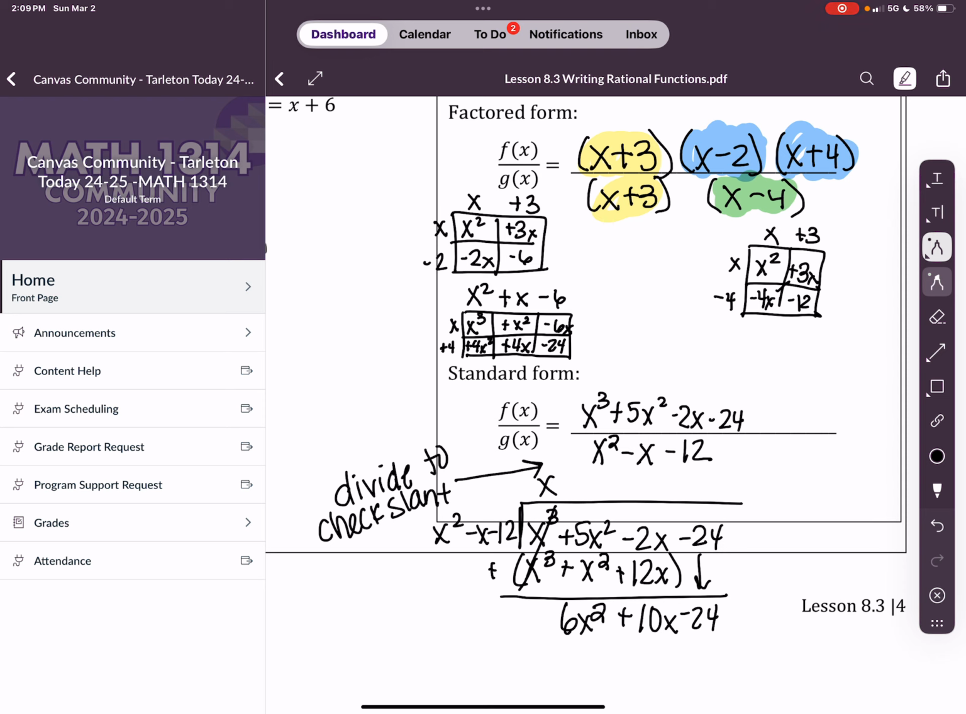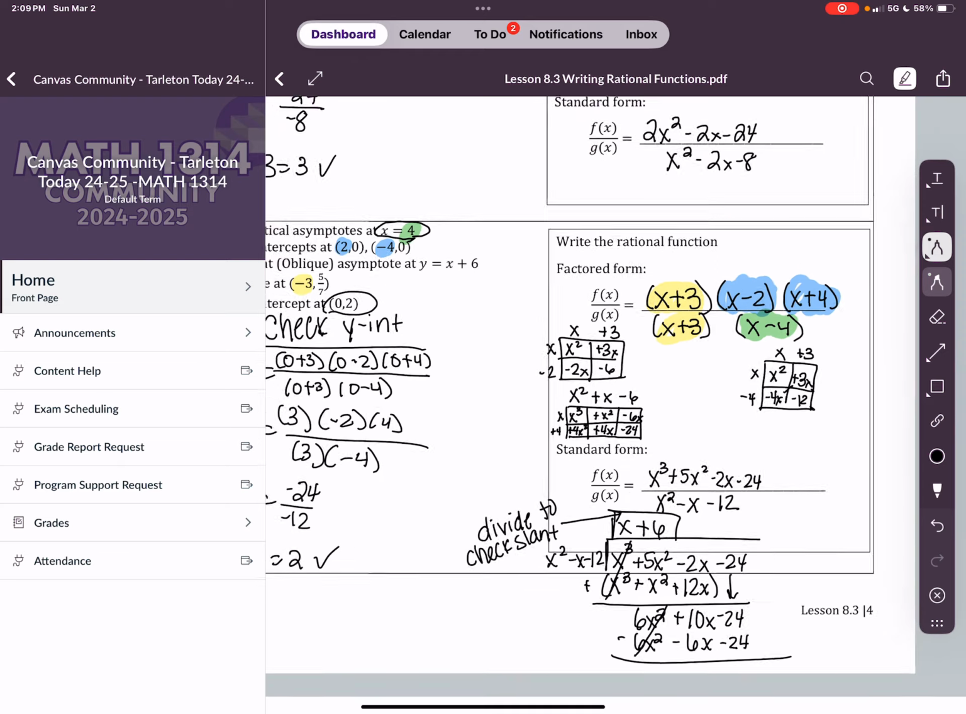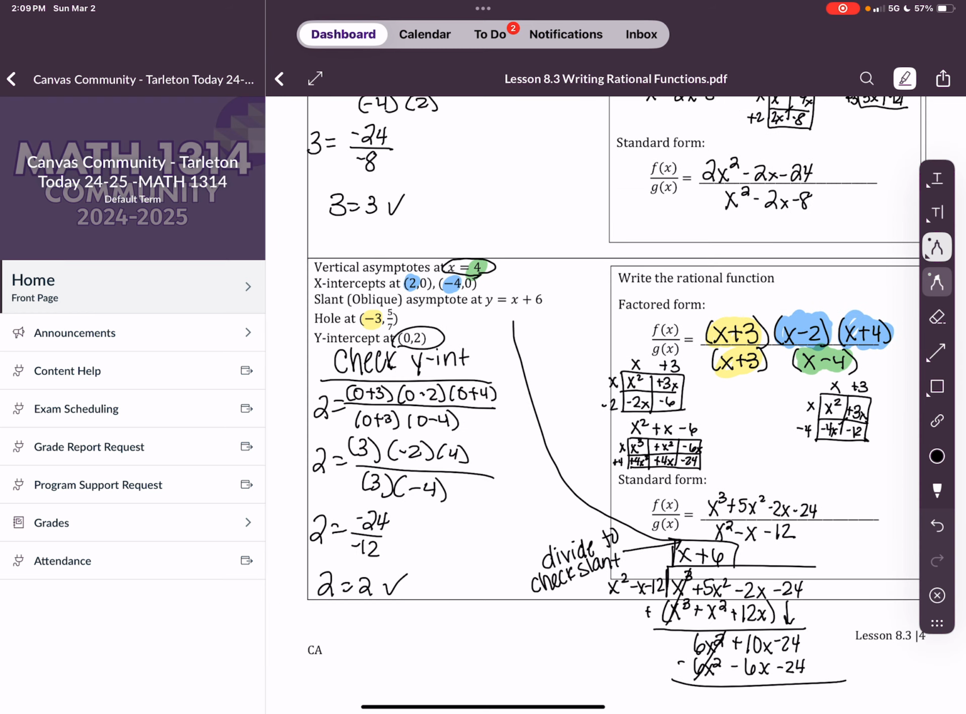All right, so the last thing, I can multiply x squared times 6 to give me 6x squared. 6 times negative x gives me negative 6x, and 6 times negative 12 gives me negative 24. My negative 6x is canceled, so x plus 6 should be my slant, and we see that it is right there, so we know we did it right.